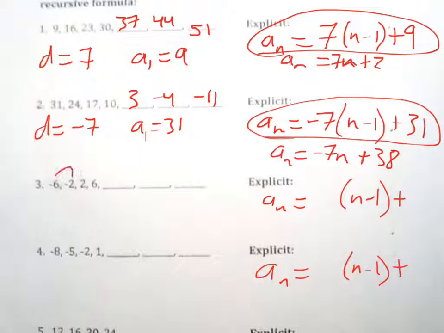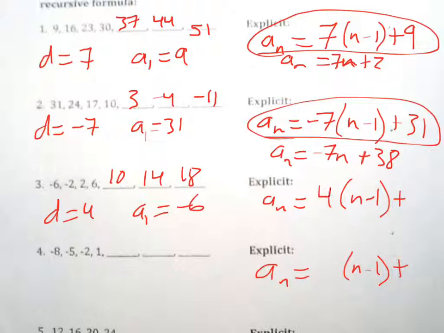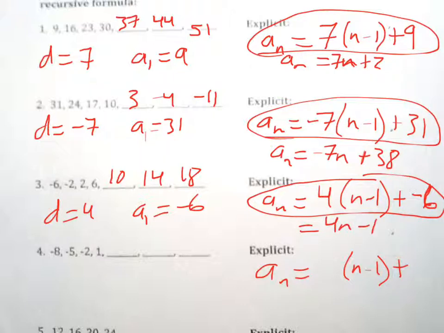And my next one, we're getting this pattern here of adding 4 each time. So if you add 4, you get 10, then 14, then 18. So our common difference is 4. Our initial value is going to be the first number in the sequence, which is negative 6. The common difference goes in front of n minus 1. Your initial value is going to be here on the end, plus negative 6. You can distribute the 4 through, and that's going to give you 4n minus 4 plus negative 6, totally getting negative 10.